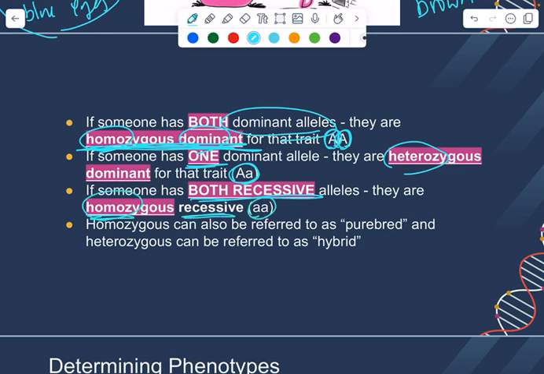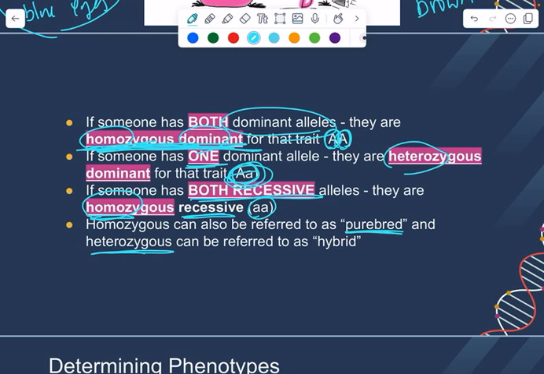Oftentimes when you talk about breeding cats or dogs, you'll hear terms like purebred or hybrid. If you're a purebred German Shepherd or whatever, that means that dog is homozygous dominant for being a German Shepherd, I guess. But if you are a mutt or a hybrid dog, then you would be heterozygous because you have a mix of genes, dominant and recessive.